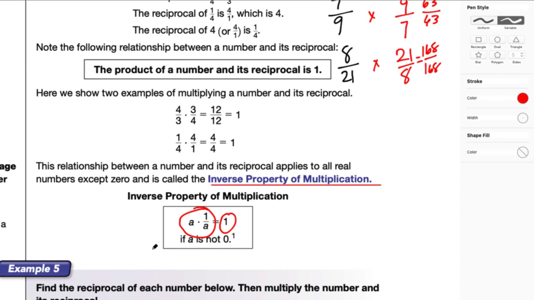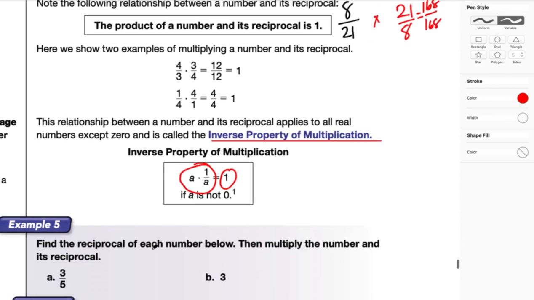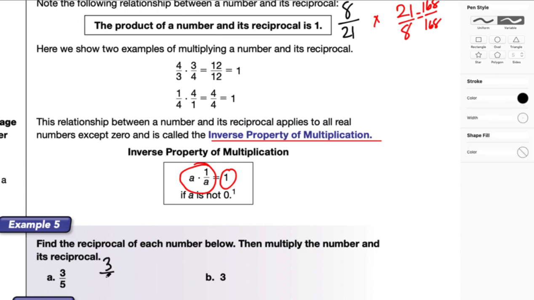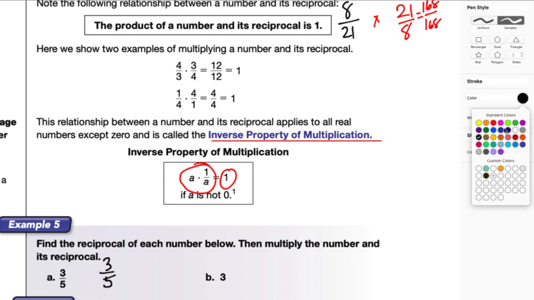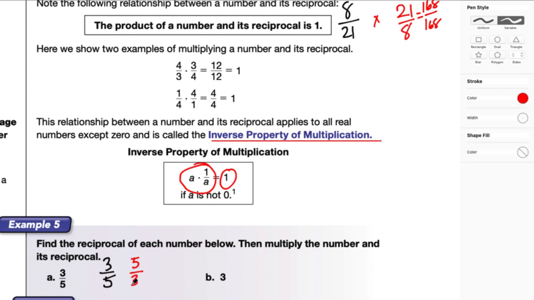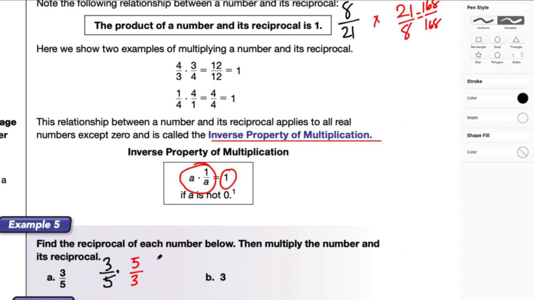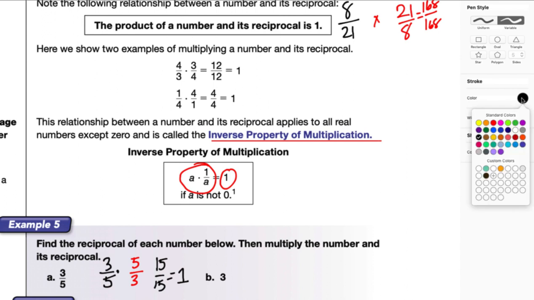All right? Okay, let's see how that plays out for example 5 at the bottom. I won't show you the whole thing so we can do it without looking at the answers. Find the reciprocal of each number below, then multiply the number with the reciprocal. So if I start off with 3 over 5, then I'm going to write the reciprocal in red as 5 over 3. When I multiply those two numbers together, I'm going to get 15 over 15, which I now have space to write as 1.